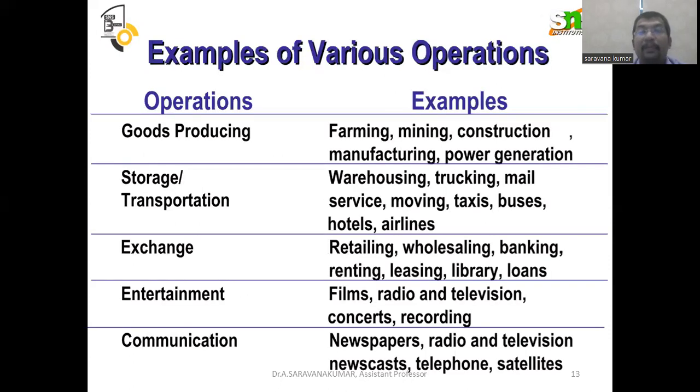Examples of various operations. Goods producing: agriculture, farming, mining, construction, manufacturing, power generation. Storage or transportation: warehousing, trucking, mail service, moving, taxis, buses, hotels, airlines. Exchange: retail, wholesale, and also banking, renting, leasing, library, loans. Entertainment: films, radio and television, concerts, and recording. Then communication: newspaper, radio and television, newscast, telephone, satellites.